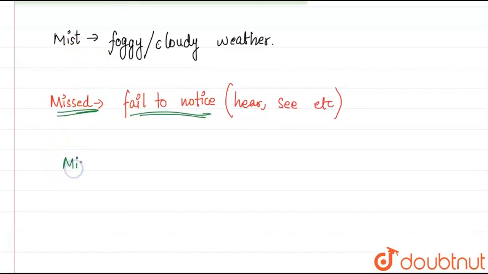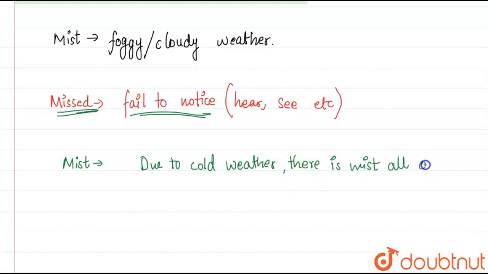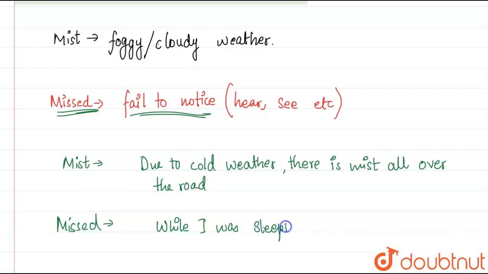Okay, so for the sentence, if we talk about mist: due to cold weather, there is mist all over the road. And for missed: while I was sleeping, I missed my class. Got it? So these are the two sentences.